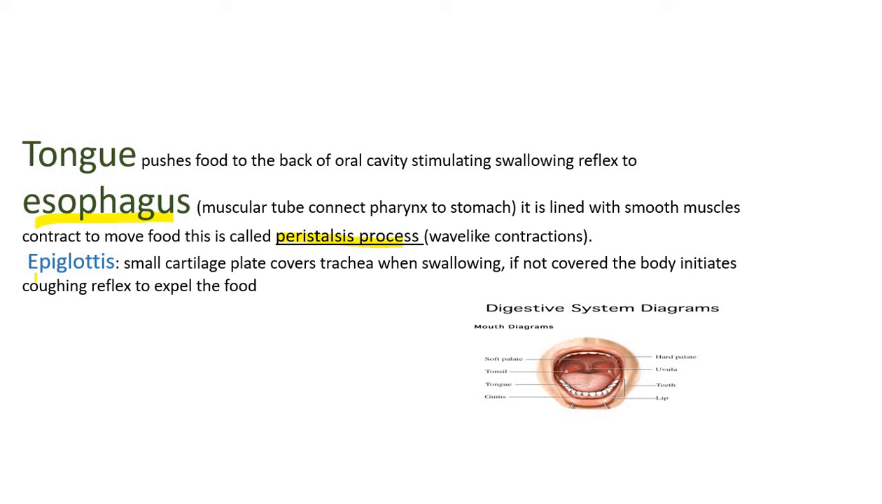On the top of the esophagus, there is a small part called the epiglottis. This part is cartilaginous, and it's very important because when food is passing through the esophagus, the epiglottis will cover the trachea, preventing the food from entering the lungs.